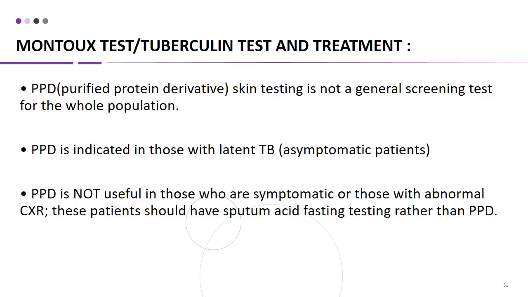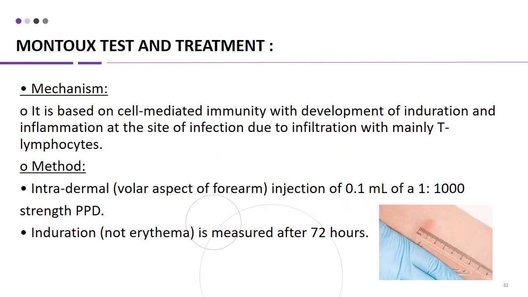Mantoux test, also known as tuberculin test or purified protein derivative PPD skin test. It is not a general screening test for the whole population. However, it is indicated in those individuals who are asymptomatic with latent TB. And PPD is not useful in those who are symptomatic or those with an abnormal chest X-ray. So these patients should have sputum acid fast testing rather than PPD.